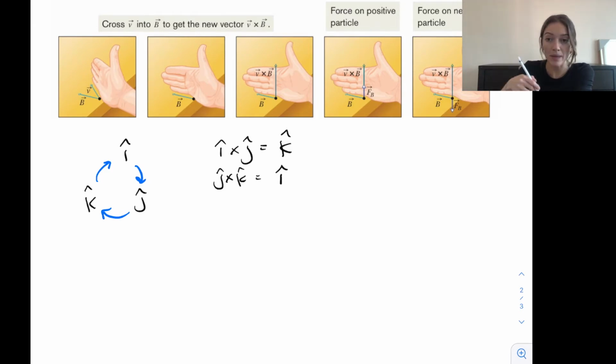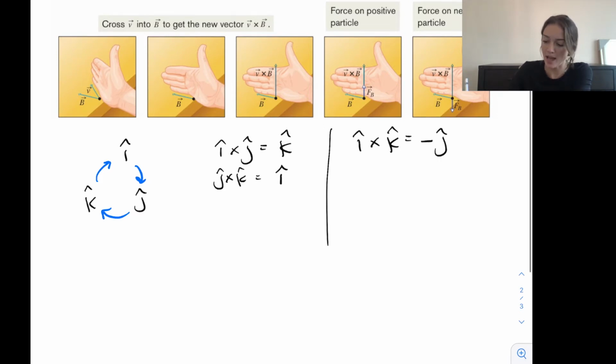And then if you go backwards around your circle, you introduce a negative sign. So if you do i hat cross k hat, you're going counterclockwise, so i hat cross k hat will give you a negative j hat. k hat cross j hat will give you a negative i hat. So you just introduce a negative sign if you go counterclockwise around your circle.